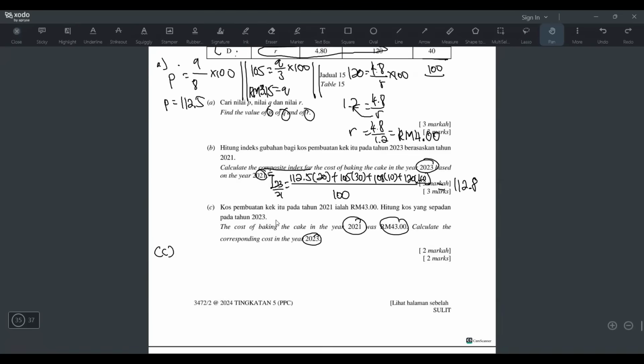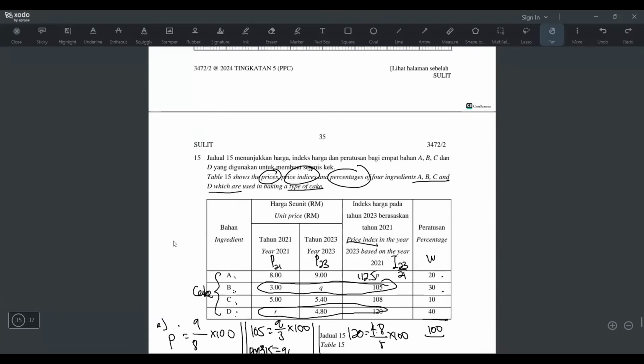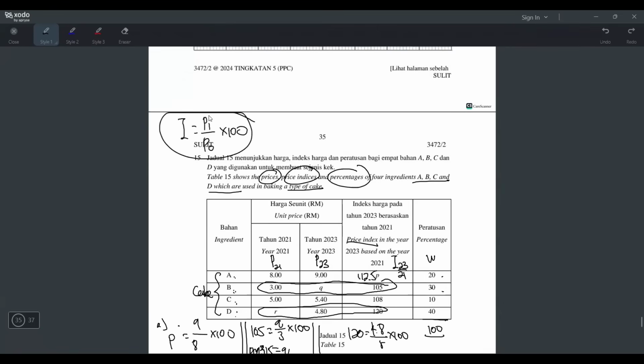And also you will use the first formula. Because in this chapter, there's only two formulas. First formula is take the price divided by price times 100. This formula is used to find index, price index. The other formula is to find composite index, right? Okay, there's one more formula actually, which is the smiley face, but you only use this when it involves 3 years, when you see 3 different years in the question.